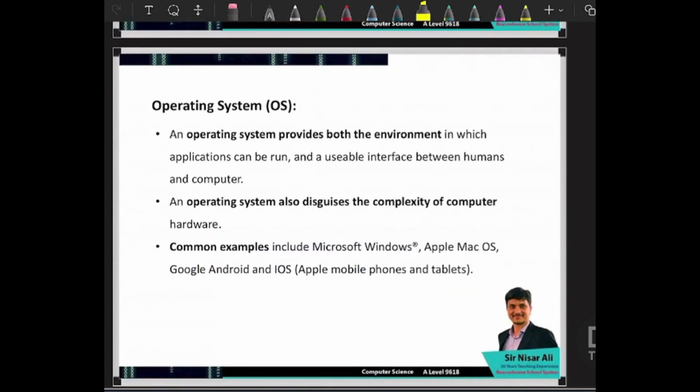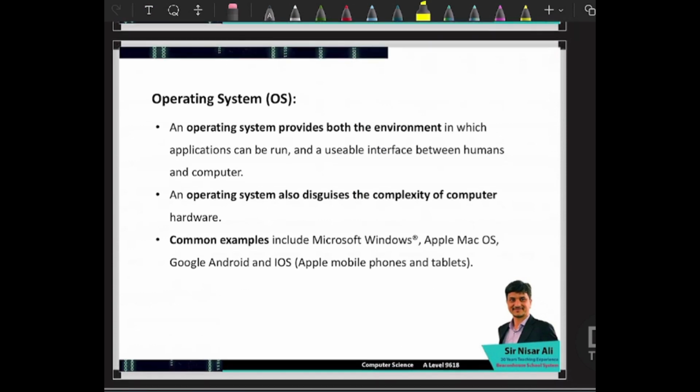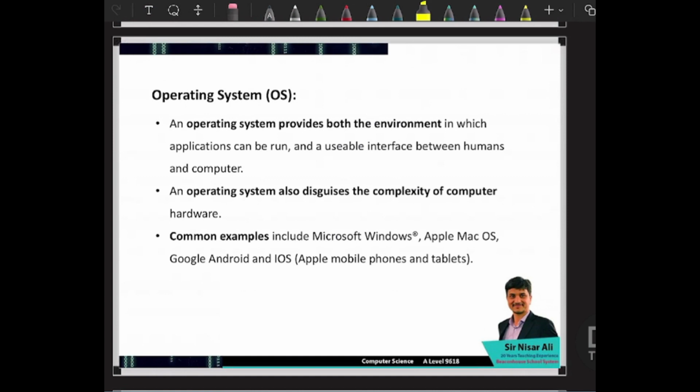So with the advent of the RAM, with the advent of the hard drive, and with the advent of the ROM, the BIOS, all these things, the operating system now has one very important role in the functioning of the computer. Without the operating system, no one can just think of using the computer. It's just like a dumb machine. So what the operating system is doing is, it provides basically an environment in which the applications can run and a usable interface between humans and the computer.